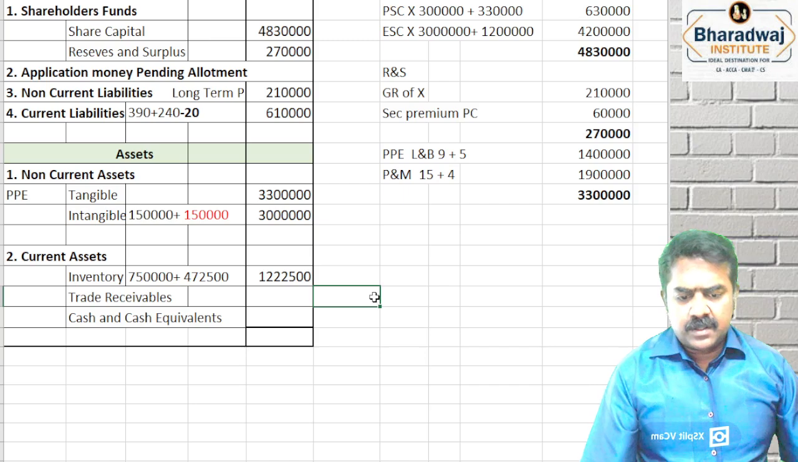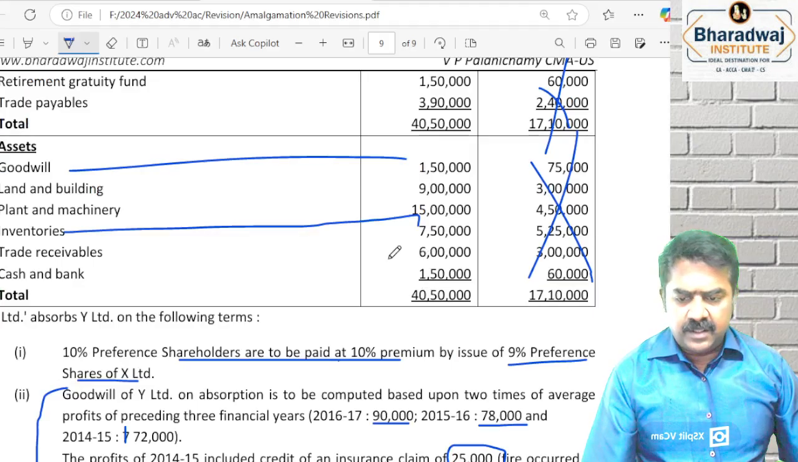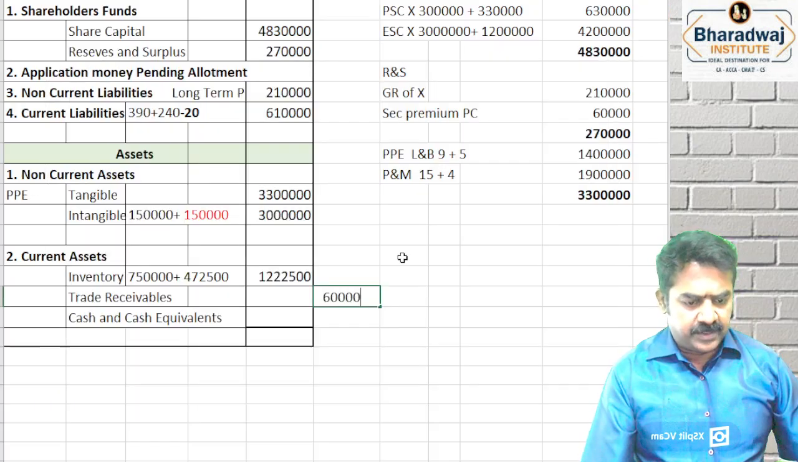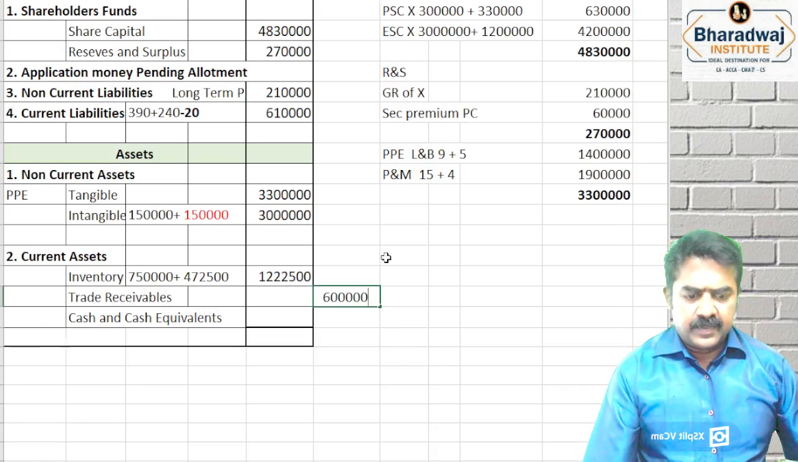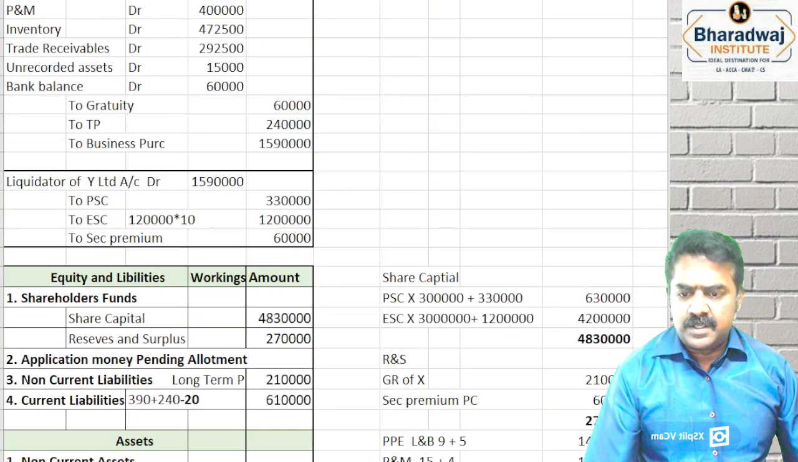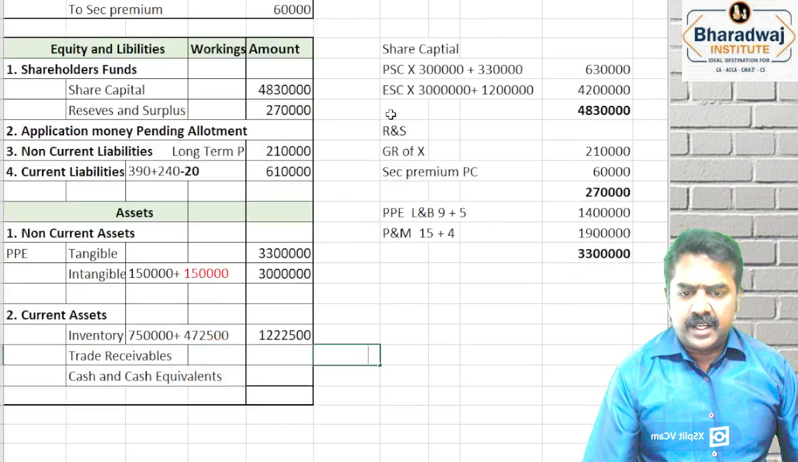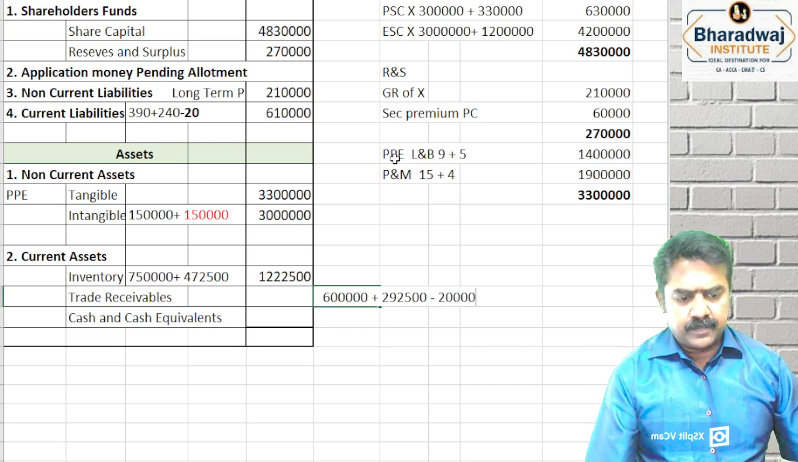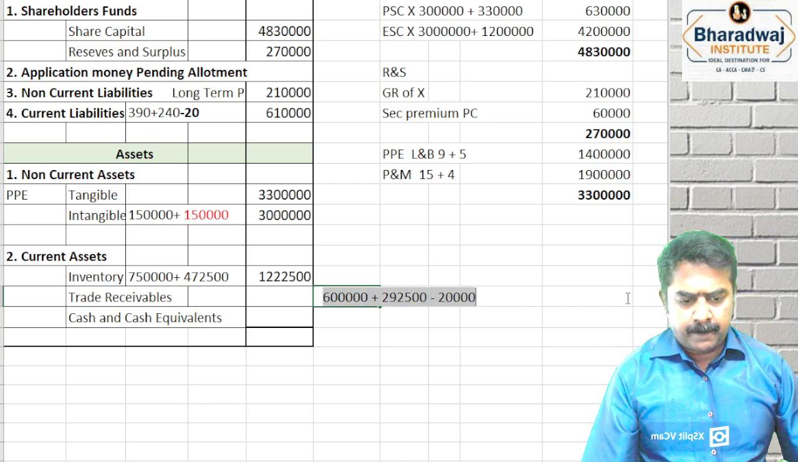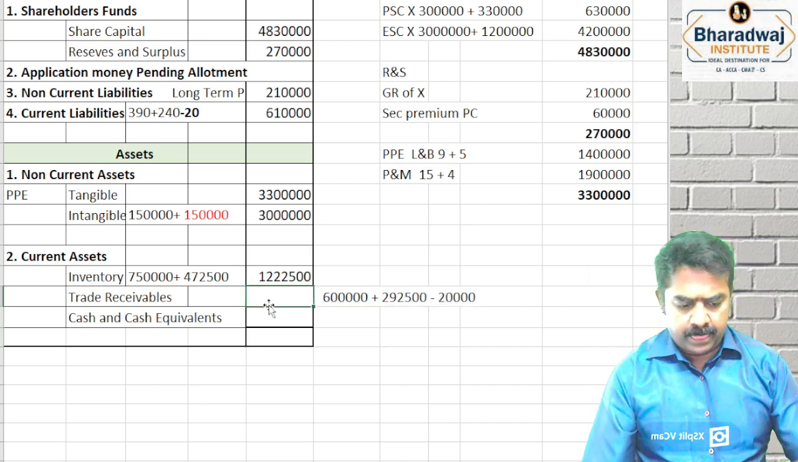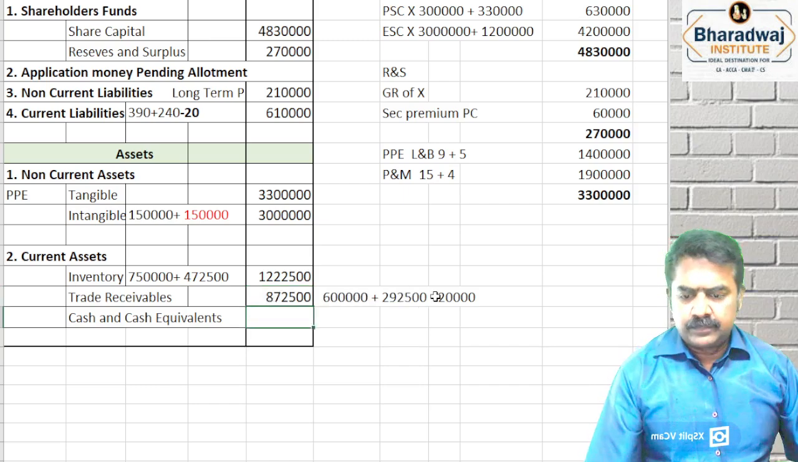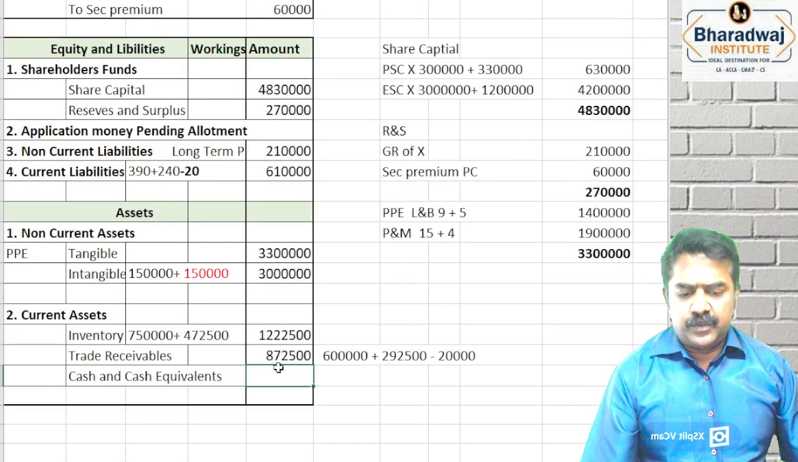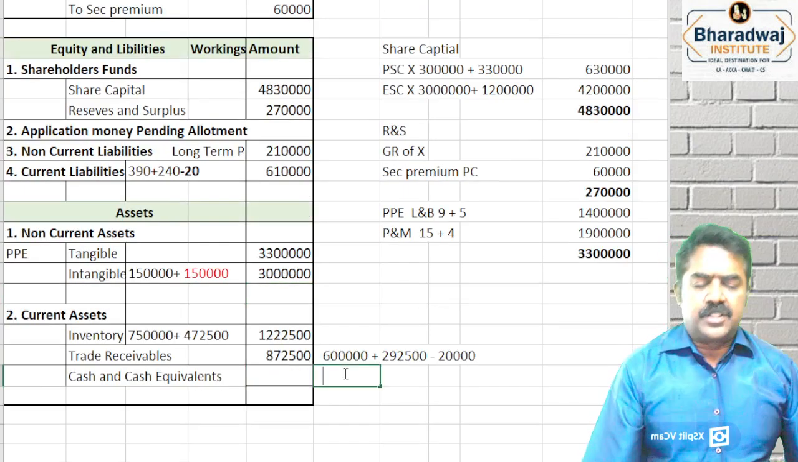Trade receivables. What is it for the first company? 6 lakhs plus the second company, trade receivables are here, 2,92,500. 2,92,500 minus 20,000. Eight lakh 72,500.